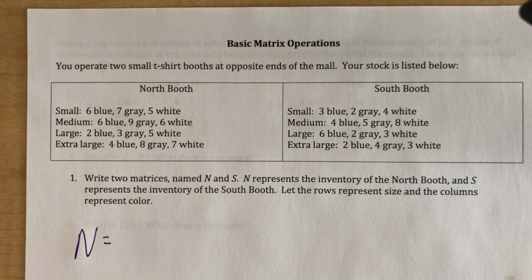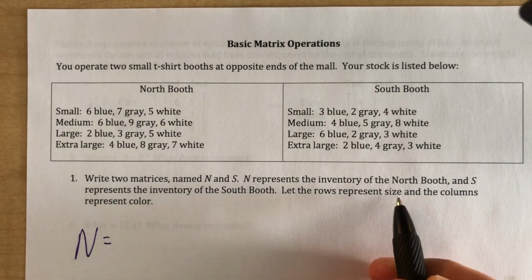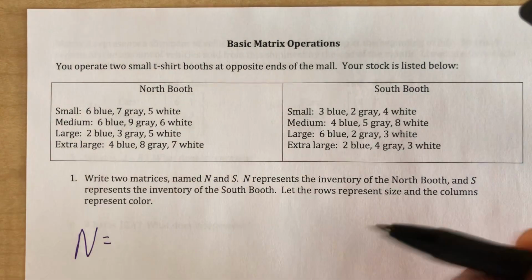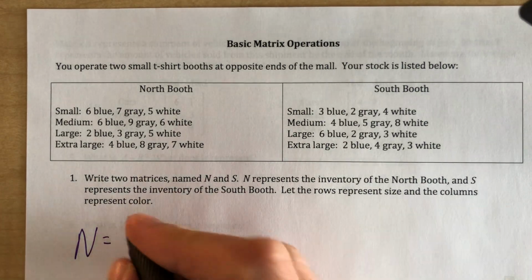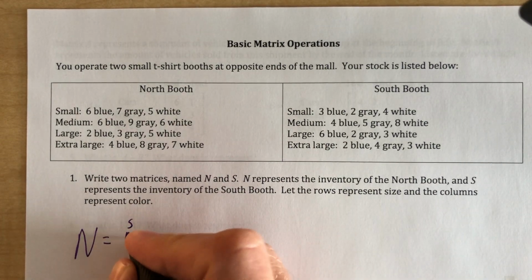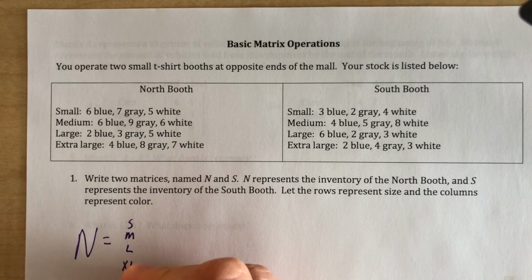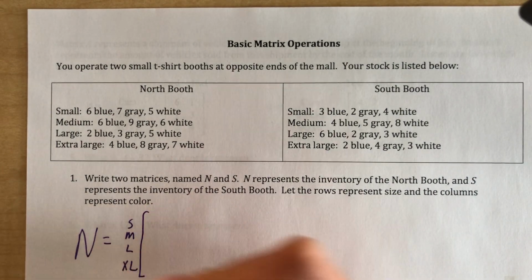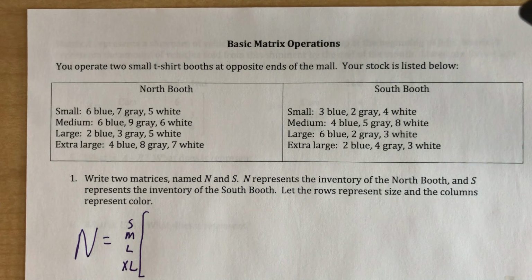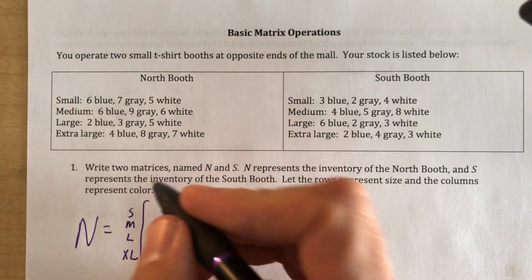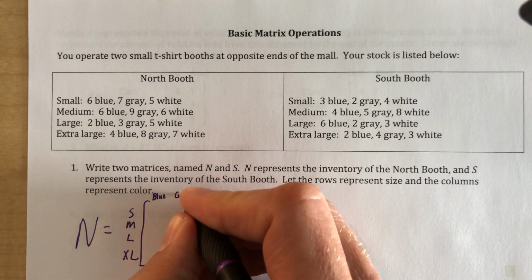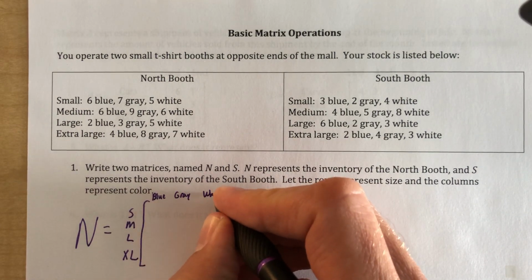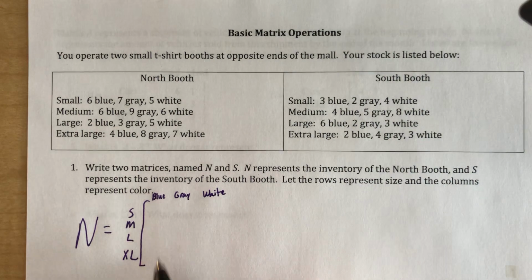So let's make sure we understand what they're asking. The rows represent the size. So rows run horizontally. So I'm going to have small, medium, large, and extra large. So we'll just put an S, an M, an L, and an XL. And we're going to have 4 rows. And then we're going to have blue, gray, and white. So we'll put blue here, gray here, and white here. And we're going to have 3 columns.